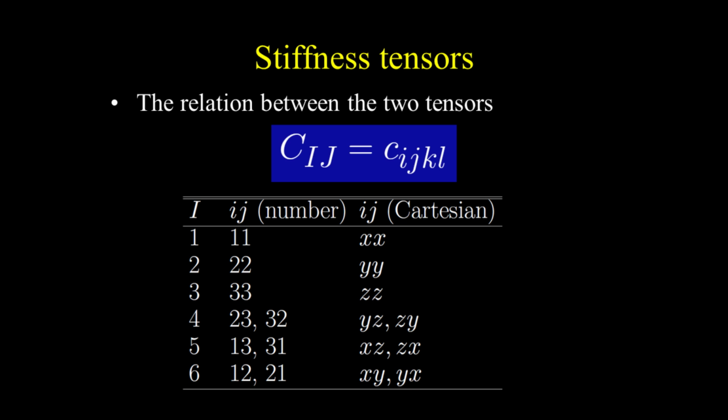So we have two types of stiffness tensors: stiffness tensor of rank 2 and stiffness tensor of rank 4. The relationship between these two tensors is given here in blue. It allows us to go from the elements of one tensor to the elements of the other tensor using the subscripts equivalence table below for this relationship. Again, remember that an uppercase Latin subscript here takes the values from 1 to 6, whereas a lowercase Latin subscript takes the values from 1 to 3.